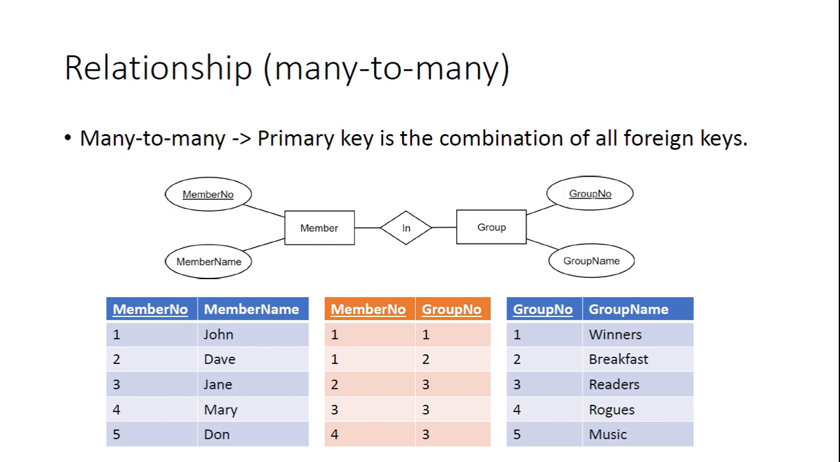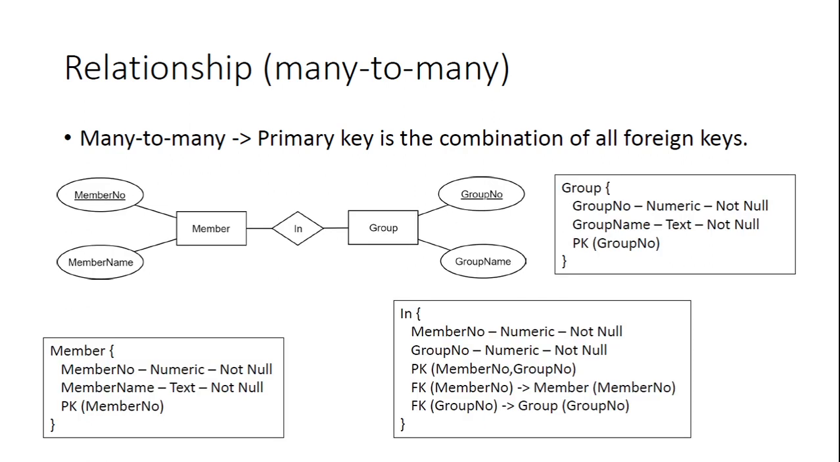So for the many-to-many relationships, we can say that the combination of all the foreign keys is our primary key. If the relationship is many-to-many, then the primary key is going to be the combination of all the foreign keys.